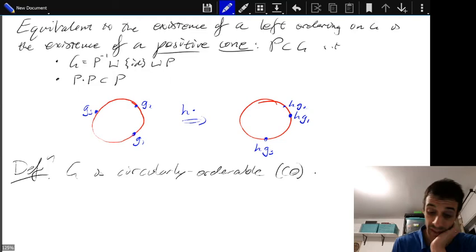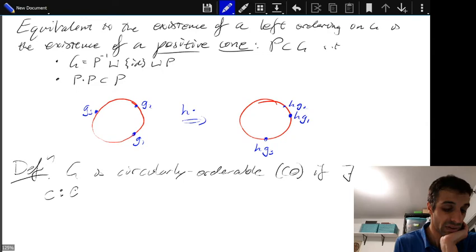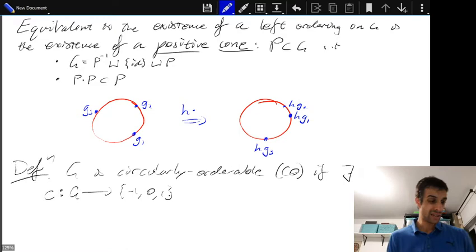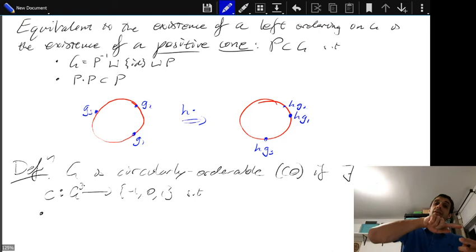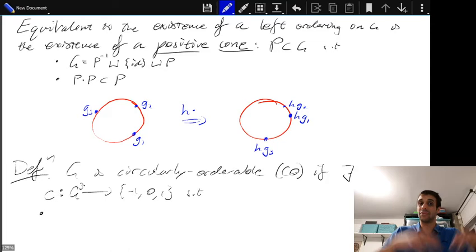All right, so there exists a function C from our group to {-1, 0, 1} with the following properties. The first one is that, since C eats triples from G cubed, it has to imitate saying whether a triple goes counterclockwise or clockwise. The first thing is that if you feed me a triple where two of the elements are the same, I'm going to return zero. That's the first thing, to get rid of that degenerate case.